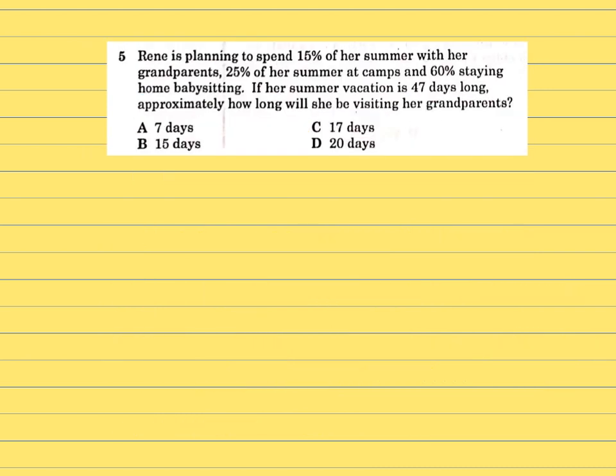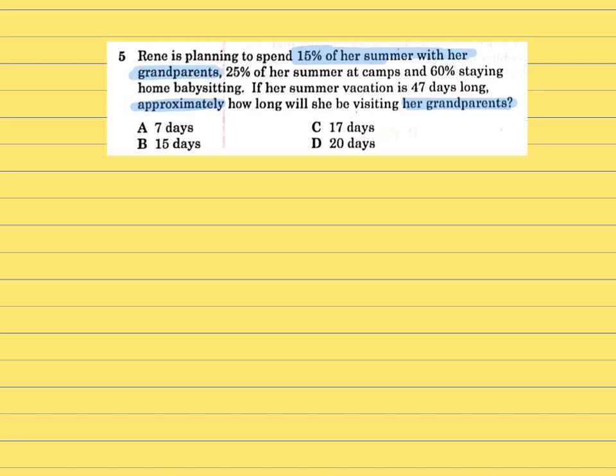Okay, this last question is pretty simple. This one says Renee is planning to spend 15% of her summer with her grandparents, 25% of her summer at camps, and 60% staying at home babysitting. If her summer vacation is 47 days long, approximately how long will she be visiting her grandparents? So we have a lot of information, but we need to focus on only the part it's asking for. We want to know approximately how long she is going to be with her grandparents.